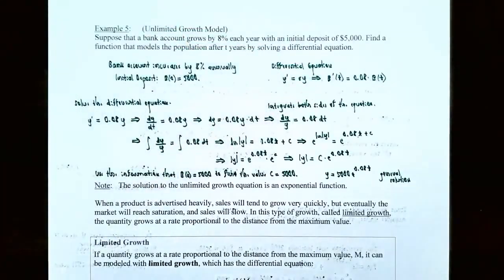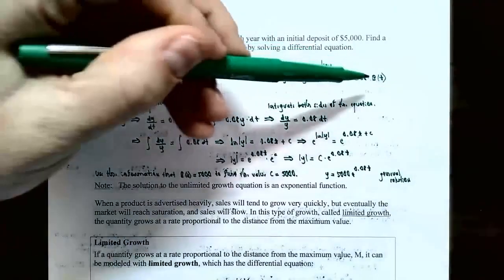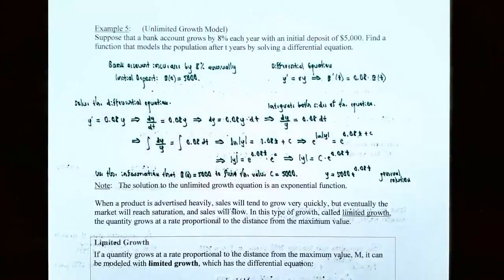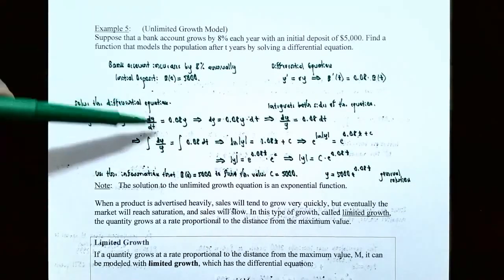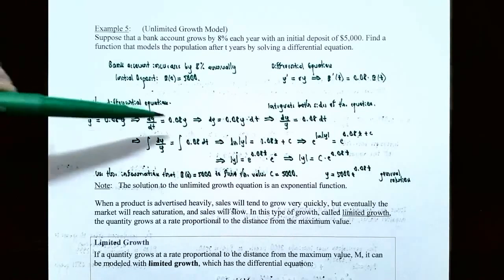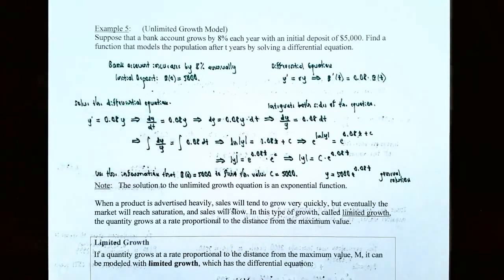Capital B prime of t will be replaced with y prime, and the B of t will be replaced with y. So that way we have y prime is equal to 0.08 times y. So let's change y prime to be in terms of Leibniz notation. So dy/dt on the left-hand side of the equation is equal to 0.08 times y on the right-hand side of the equation. So this is a separable differential equation.